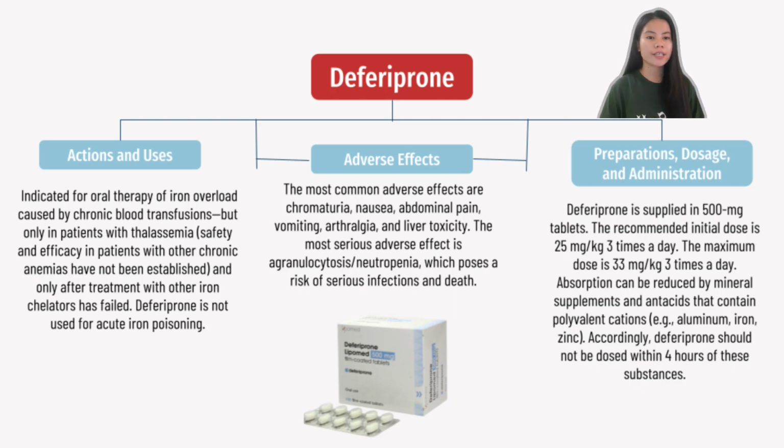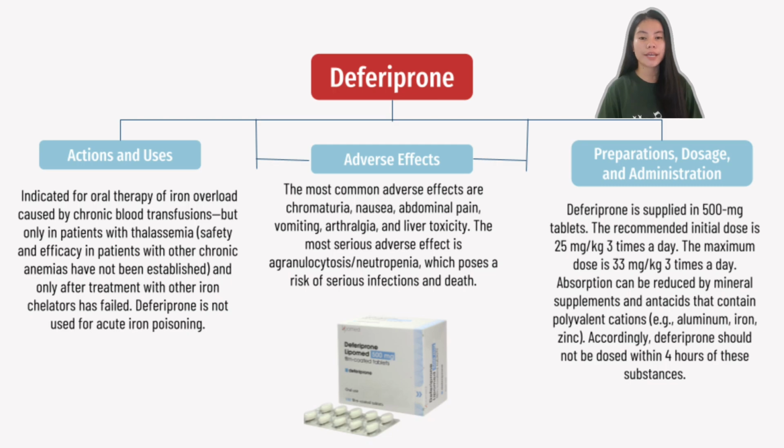Its adverse effects. The most common adverse effects are chromaturia, nausea, abdominal pain, vomiting, arthralgia, and liver toxicity. The most serious adverse effect is agranulocytosis or neutropenia, which poses a risk of serious infections and death. Preparations, dosage, and administration.